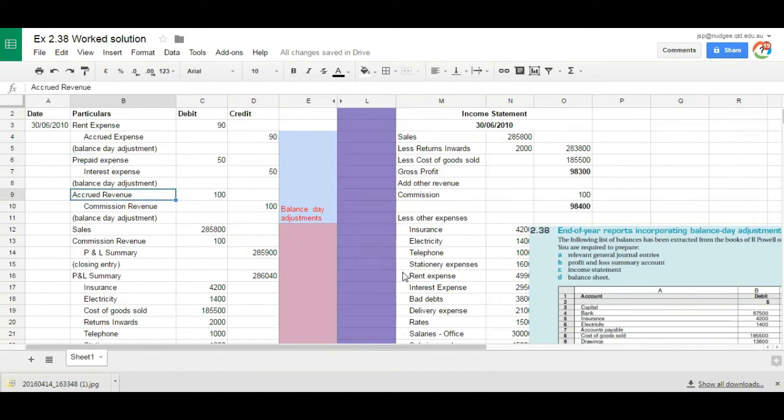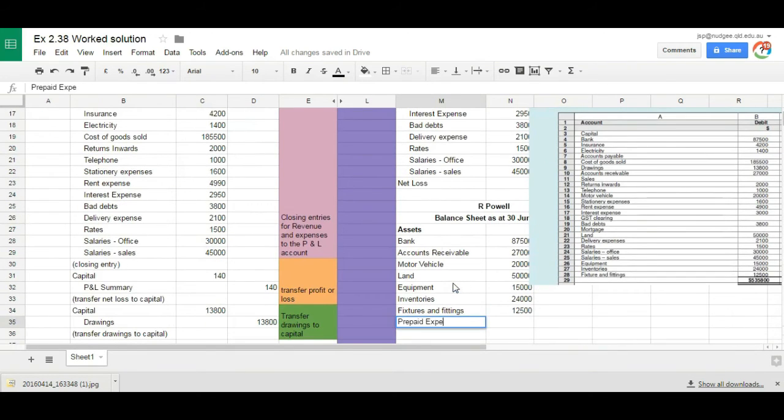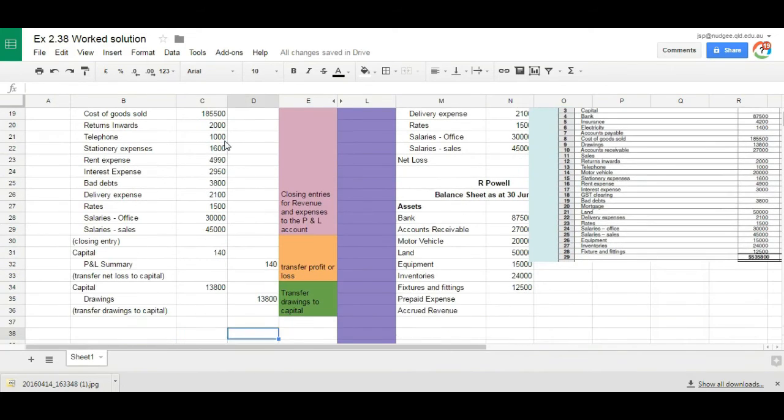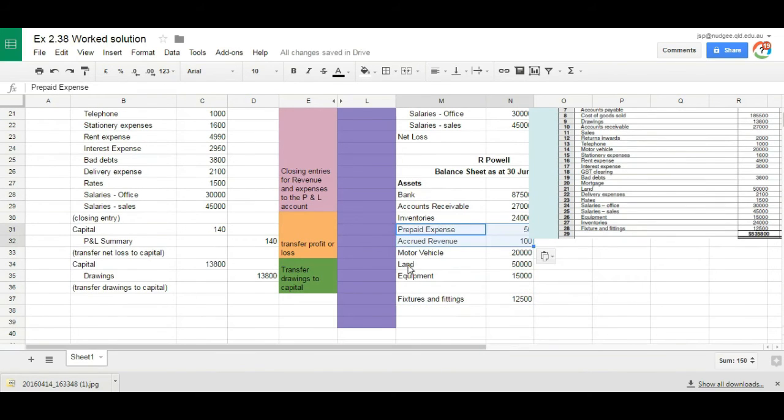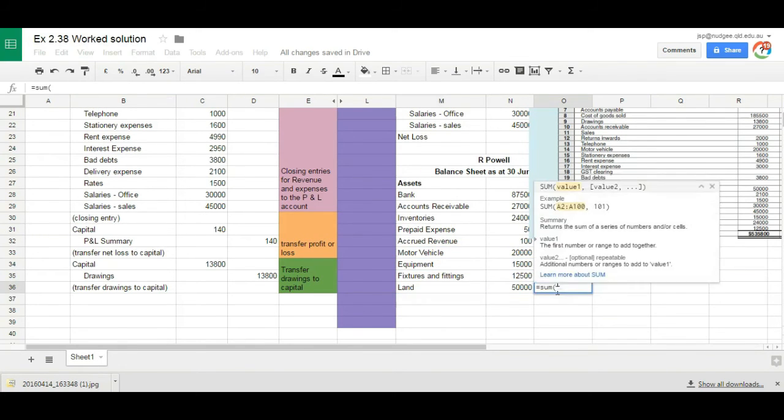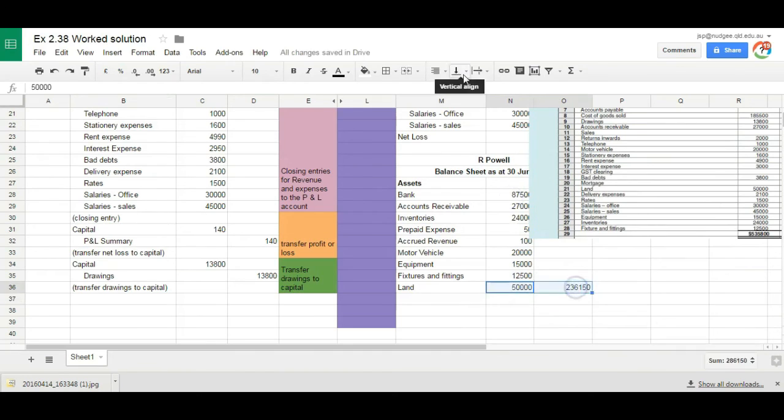Remember that pairs are assets, which means that any prepaid expense is an asset and any accrued revenue is an asset. In this case, we have two. So we write those in there. Now, I'm just rearranging this a little bit in order of currency. Bank, accounts receivable, inventories, then our prepaid expense, accrued revenues, and then the rest of it. Add them up, put some lines on.